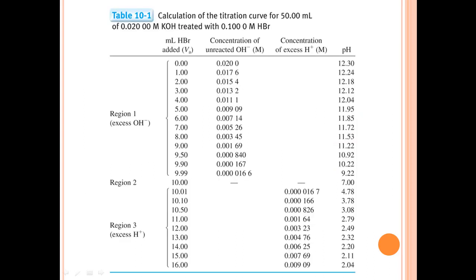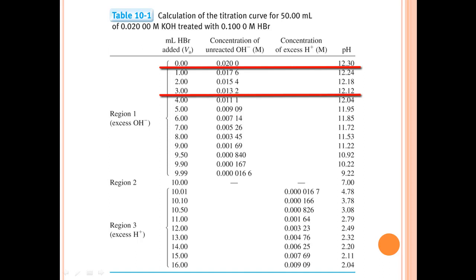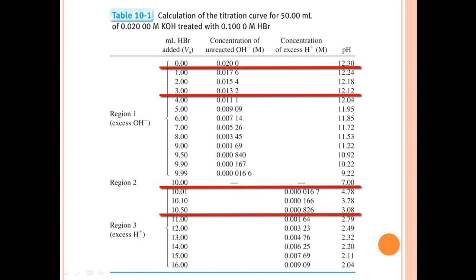In your book, they have this table, Table 10.1, which shows you all the points that they use for their curve. And if you notice, we calculated several of them. We calculated 0 mL of acid added, which you can see here is pH 12.30. We calculated also at 3 mL, where the pH was 12.12. We calculated the one exactly at 10 mL, which is the equivalence point at 7. And then we calculated the last one, at 10.5, which gave us a pH of 3.08.